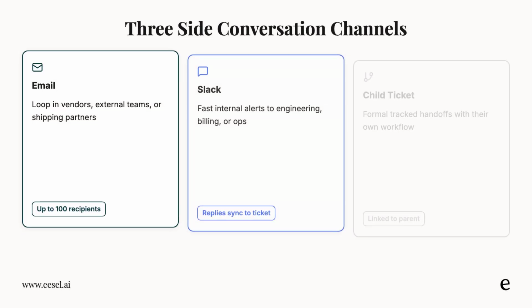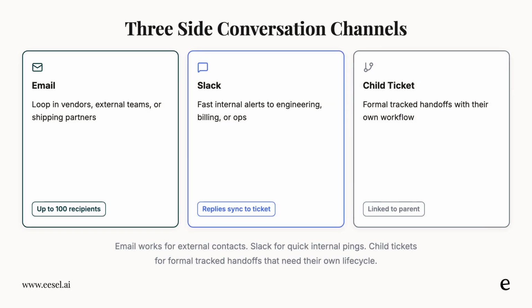Zendesk macros support 3 side conversation channels. Email works best for external contacts like vendors or shipping partners. Slack is faster for internal team pings where you need a quick response. Child tickets create a fully tracked handoff to another group with their own workflow and ticket lifecycle.